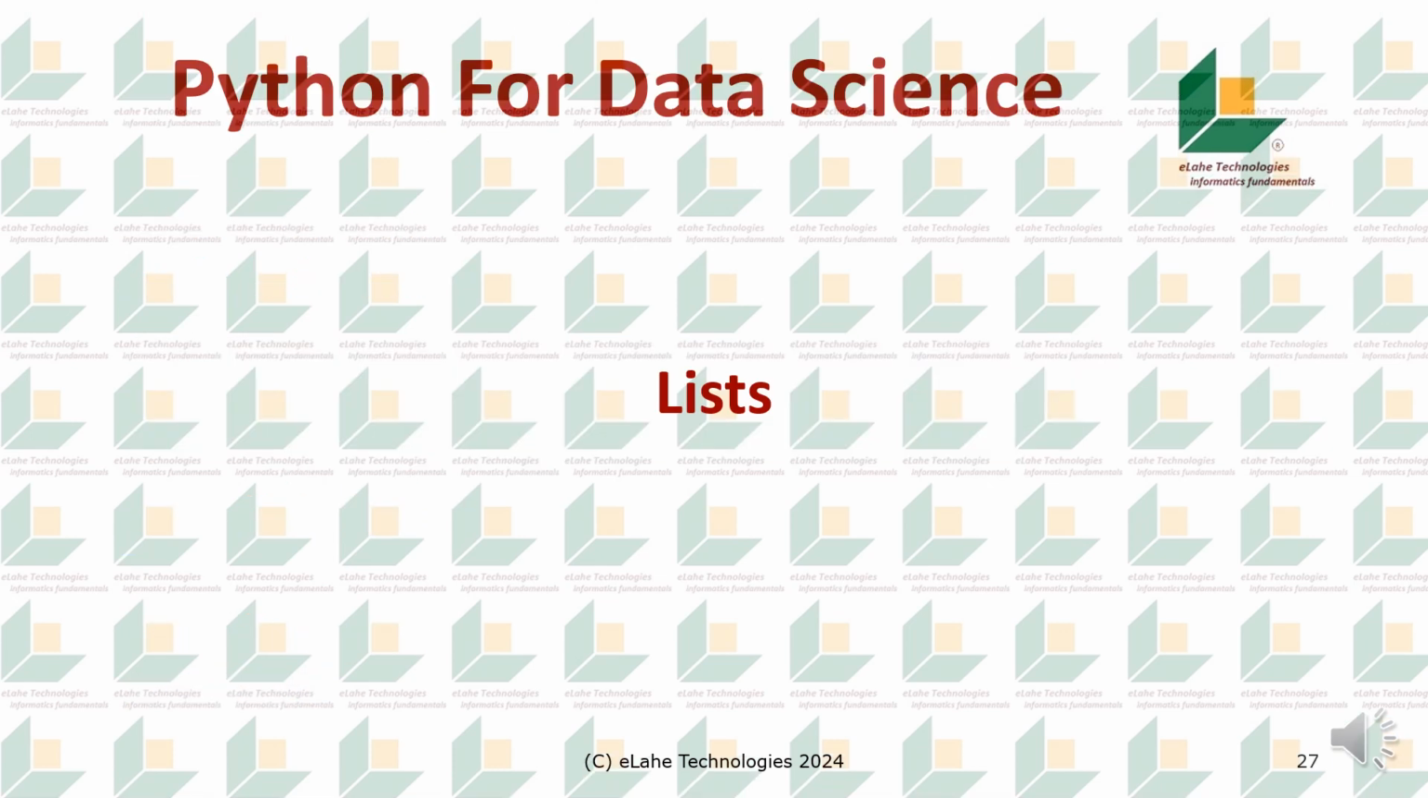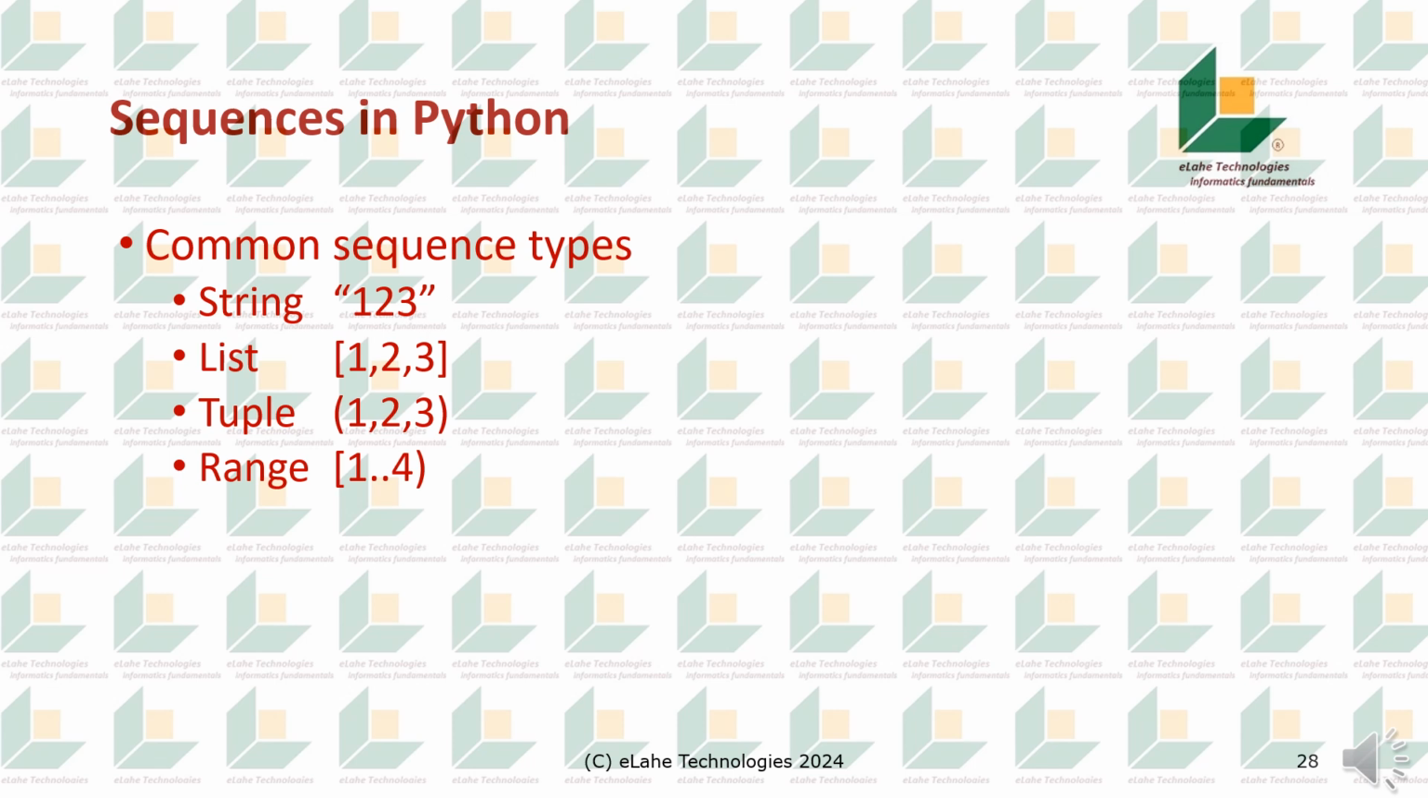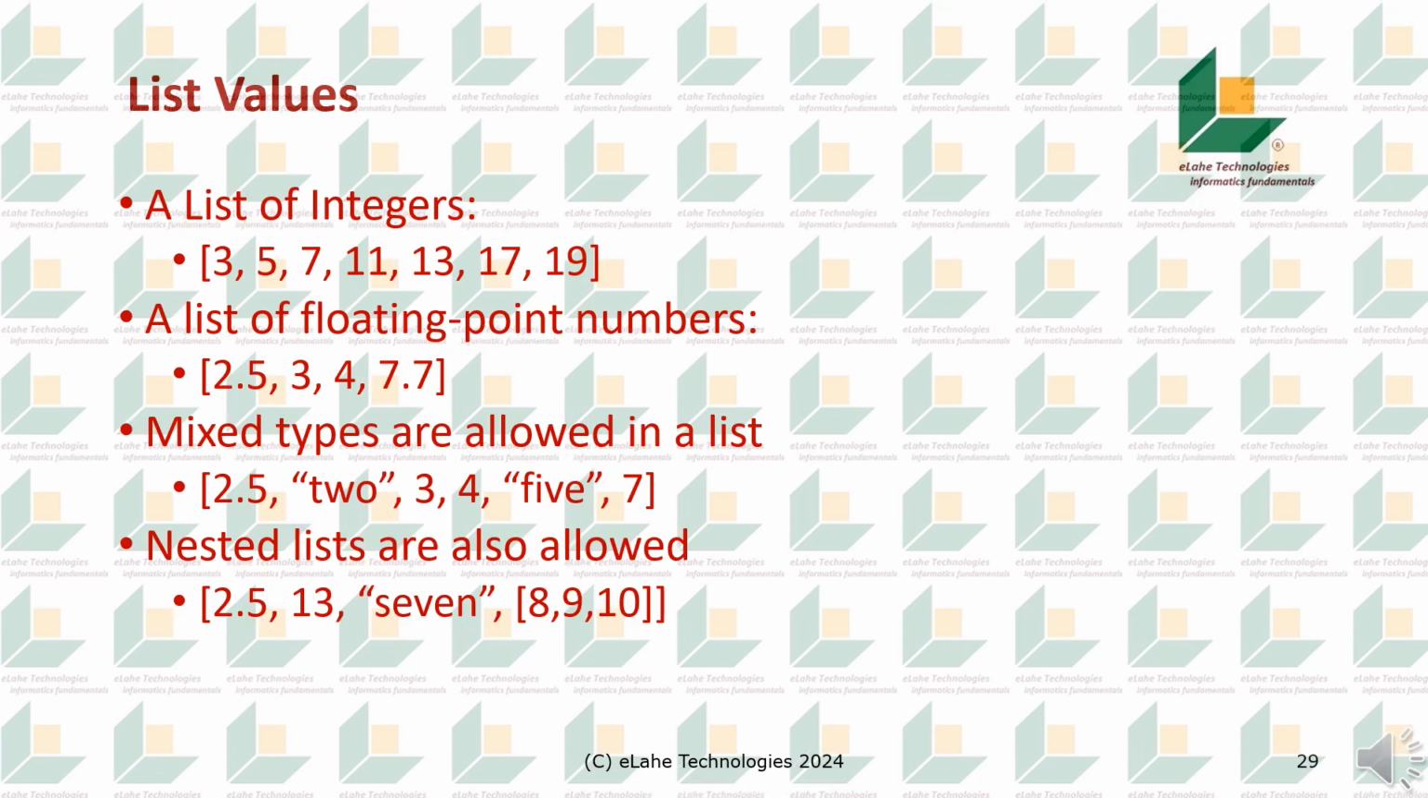Next, we look at Python lists. Lists are one of the sequence data types in Python. A list in Python is an ordered collection of items, which can be of any data type, including integers, floats, strings, and even other lists. Lists are defined by enclosing elements in square brackets, separated by commas. One of the key features of Python lists is their ability to hold heterogeneous elements of different data types within the same list.